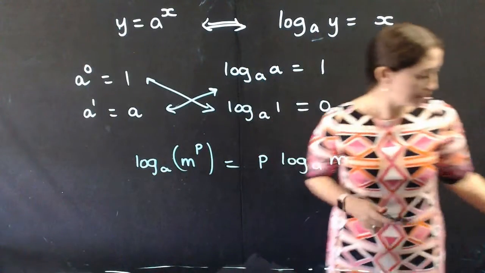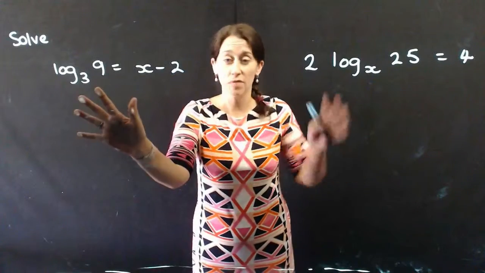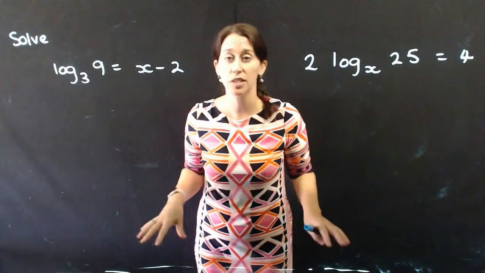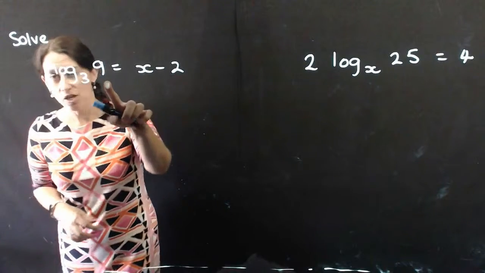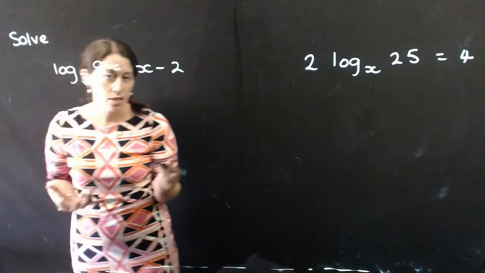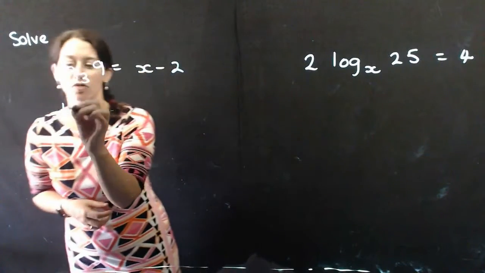I'm going to clear some space. So I'm going to run through some examples. I've got two examples here. I will be doing a third example after this. Let's have a look at this one. So let's look at 9. 9 can be also written as 3 squared. So I'm going to rewrite that.